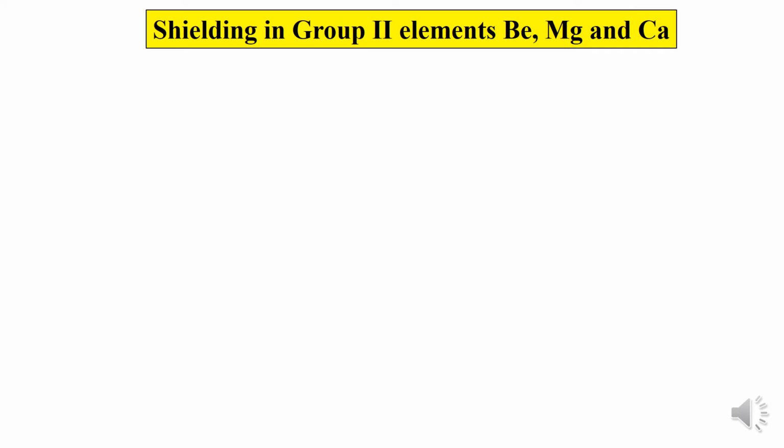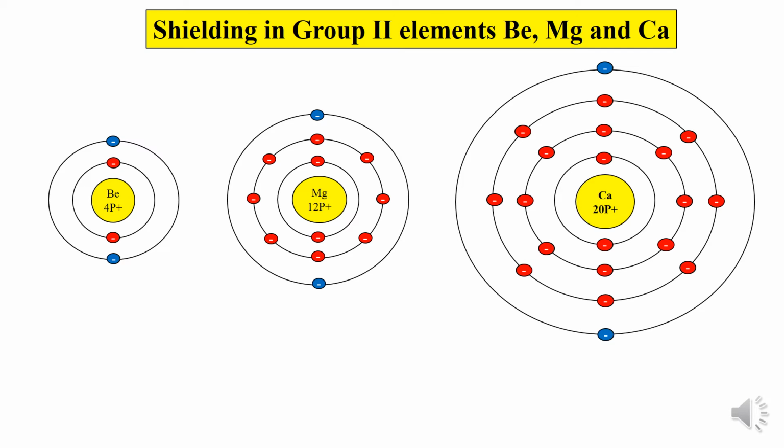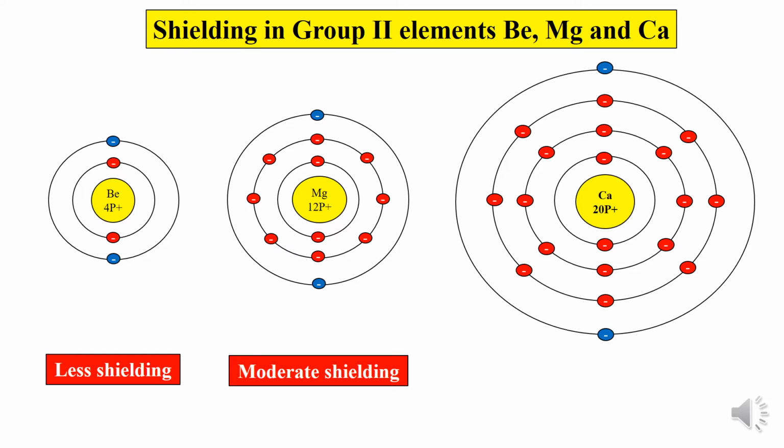Let me explain the shielding in group 2 elements, beryllium, magnesium and calcium. There is less shielding in case of beryllium, moderate shielding in magnesium, while high shielding in case of calcium. Why is that? The reason is beryllium has only one shell with core electrons, while magnesium has 2 shells with core electrons, while calcium has 3 shells with core electrons. So as the number of shells increases, the number of core electrons also increases, and thereby the shielding also increases.